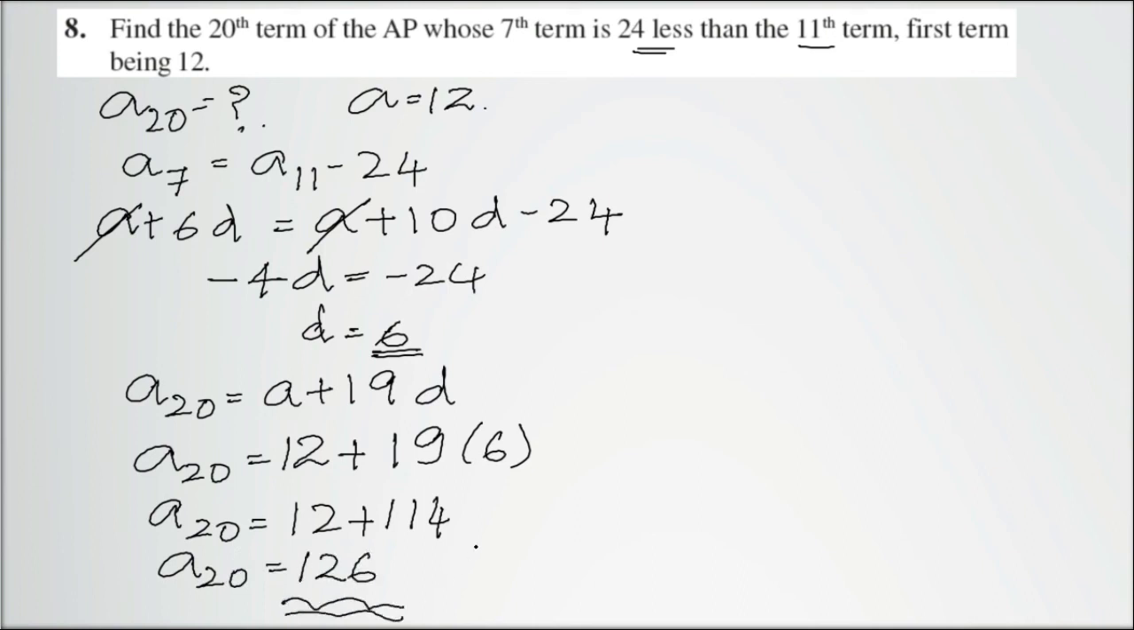So the 20th term of the arithmetic progression is 126.